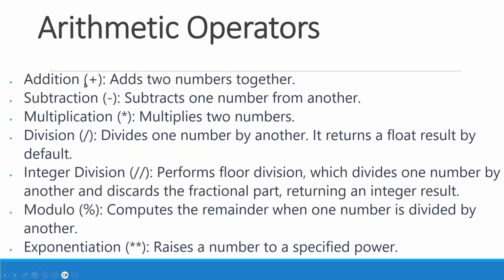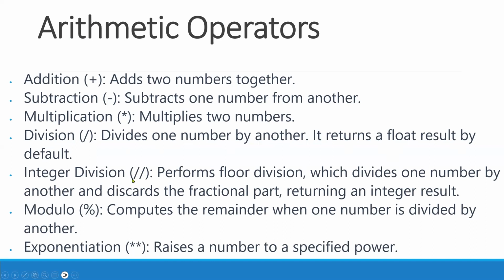As I mentioned before, for addition we have the plus symbol, which, of course, adds two numbers together. Subtraction has the minus symbol. It subtracts one number from another. Multiplication has the asterisk symbol and multiplies two numbers. Division has the slash symbol. It divides one number by another. It returns a float result by default.